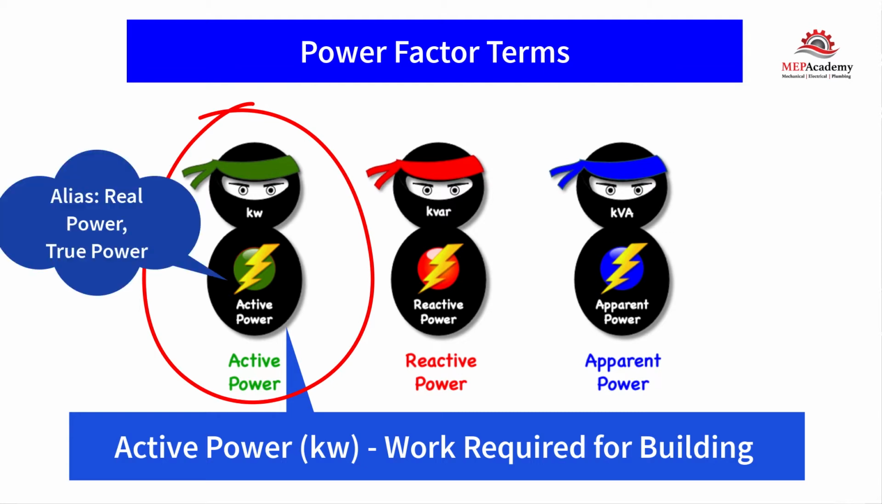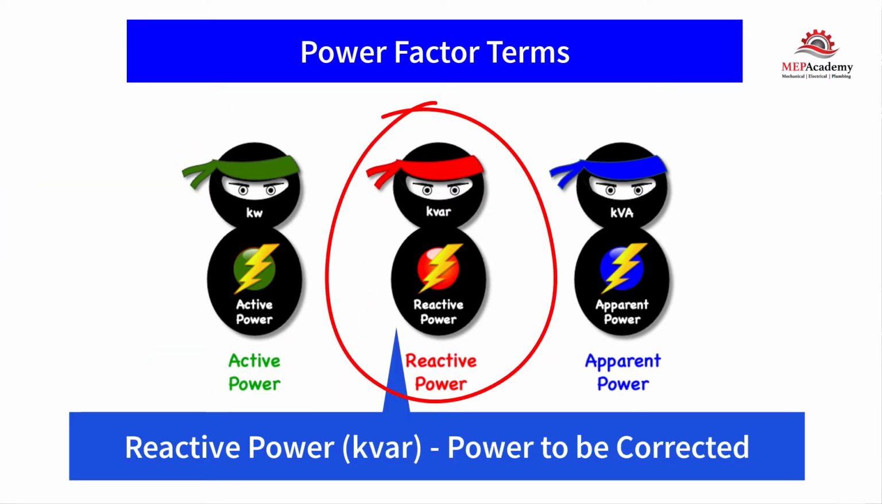Aliases: real power, true power. Number two, we have reactive power in kvar, which supplies the equipment in the building that uses magnetic circuits like motors and transformers. This reactive power is what causes all the problems if not controlled, which we'll explain shortly.